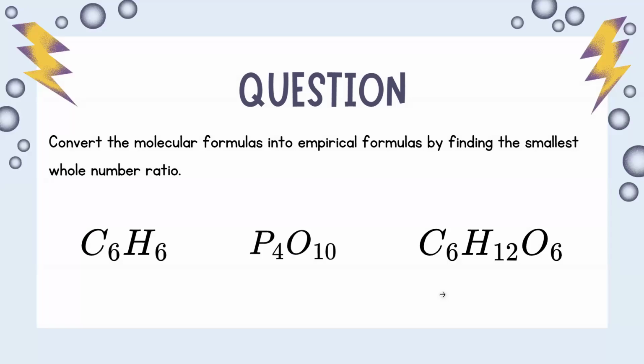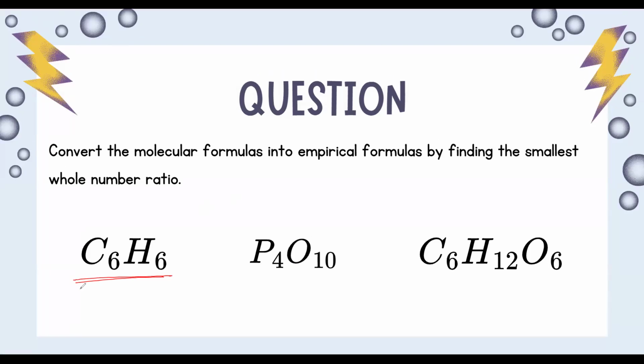So now I want you guys to do this for me. Convert these molecular formulas into empirical formulas by finding the smallest whole number ratio. Francis, do number 1. C6H6. What would the empirical formula be? 1:1. Thank you very much. 1:1. So therefore, if we put it into the formula, it now becomes CH. Is that correct? Yes, sir. Good.